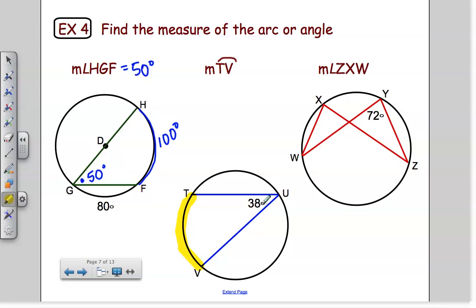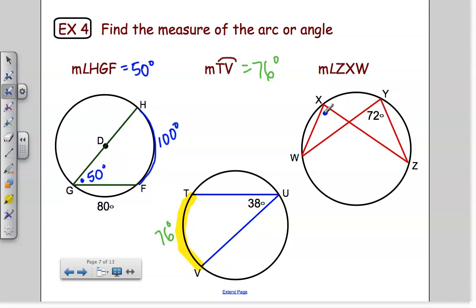This is an inscribed angle at angle U. Vertex is on the circle. Therefore, the arc has to be double that. So I'm doing 38 times 2 and getting 76 degrees for arc TV. Again, inscribed angle, half of the intercepted arc. Intercepted arc is double the inscribed angle. And in the last example here, find the measure of angle ZXW.